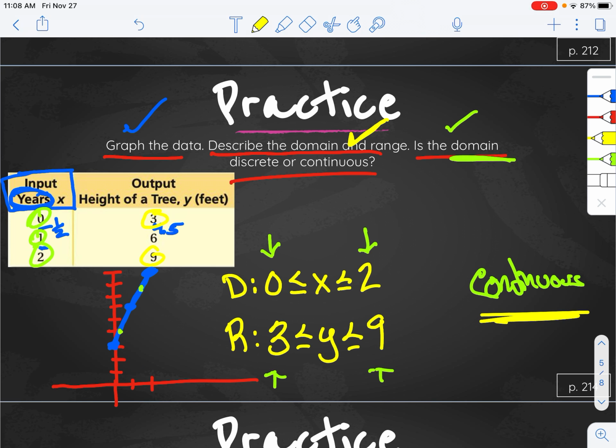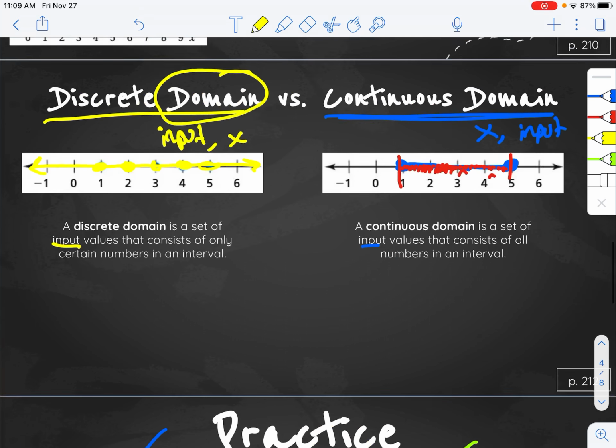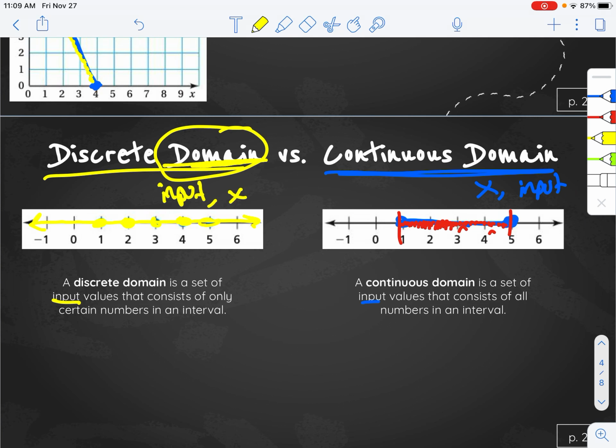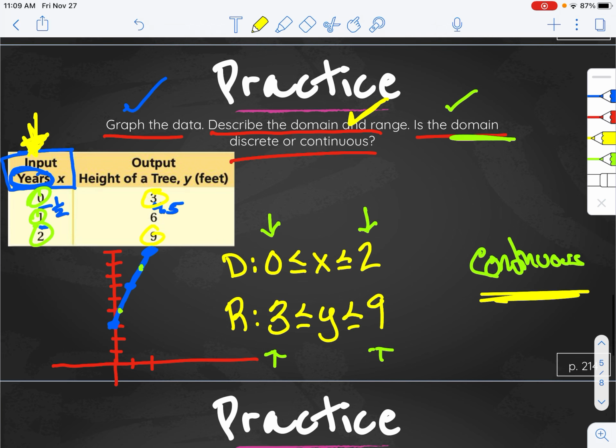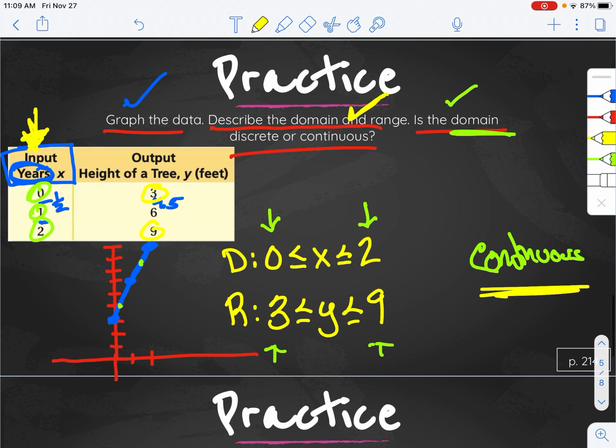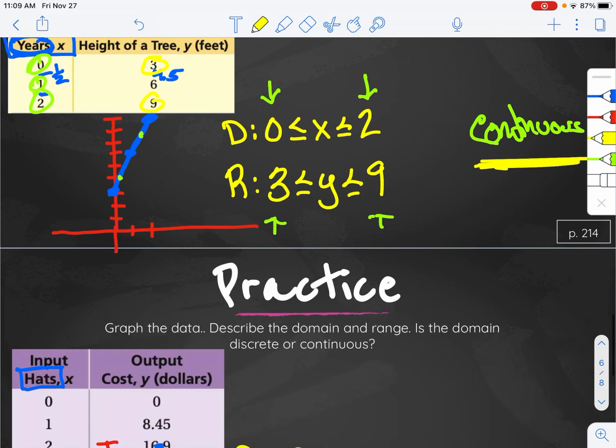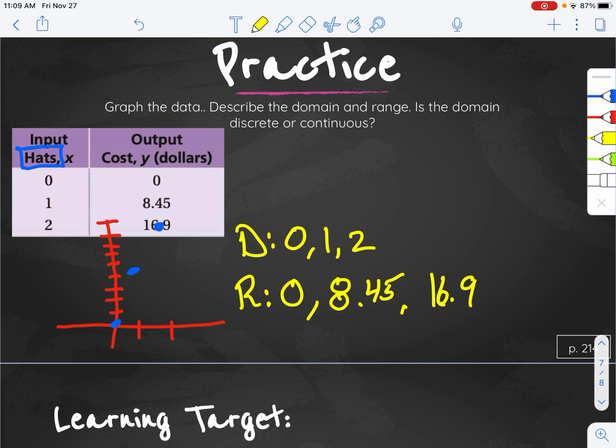So in these two practice problems, we graphed, described, and said whether it's discrete or continuous. One problem was continuous, right? Because years we could break up, and we're looking at what the domain is. That's why we talked about the discrete domain, because really we're focused on the domain, not so much the range. So we had one problem where we had a continuous domain, and one problem where we have a discrete domain.